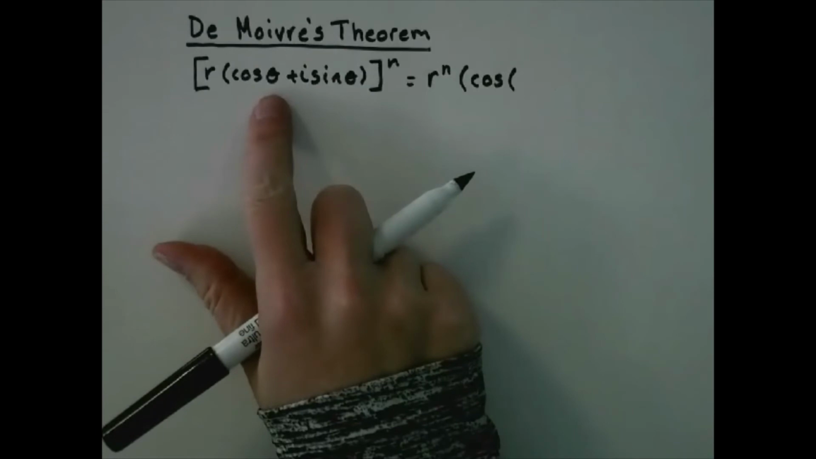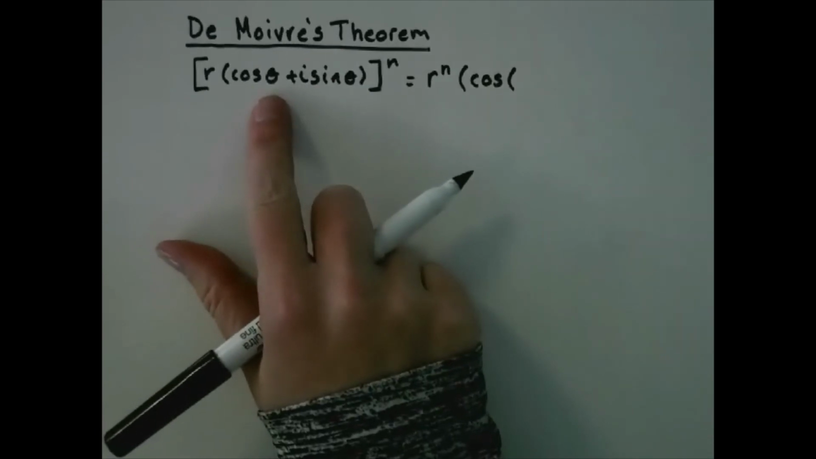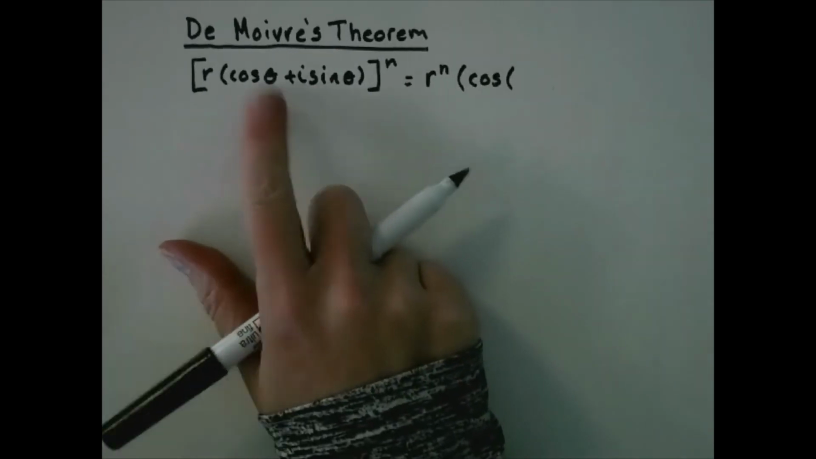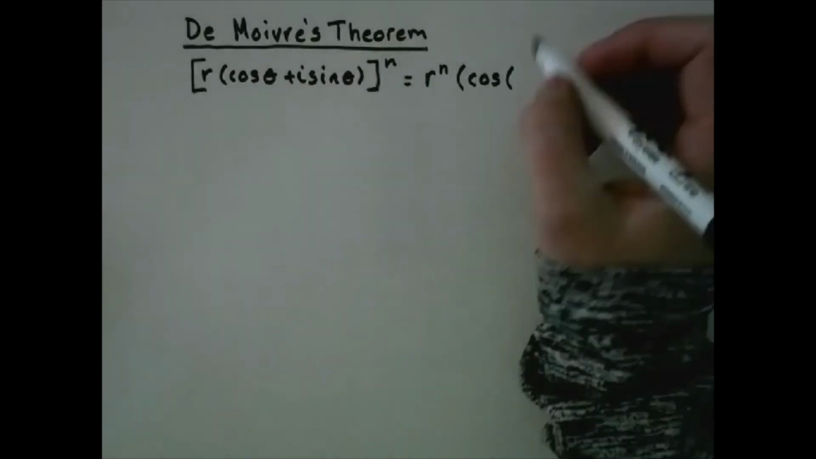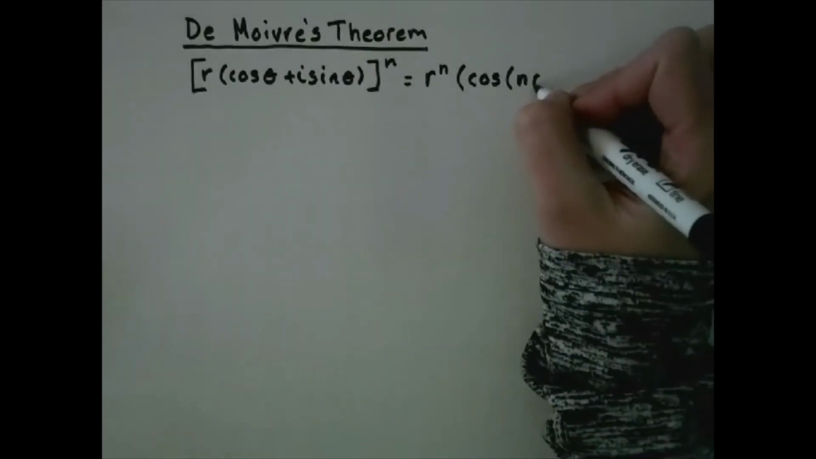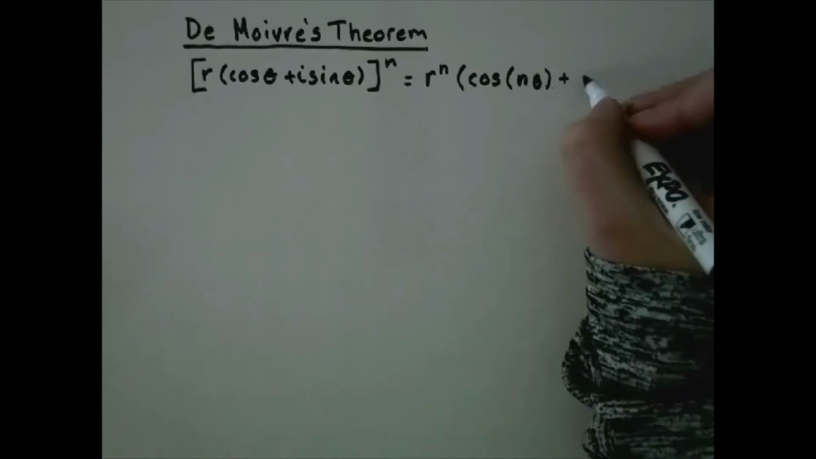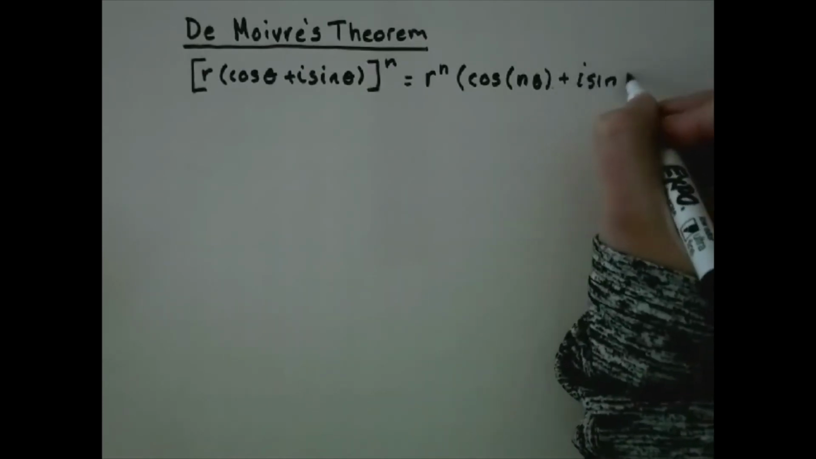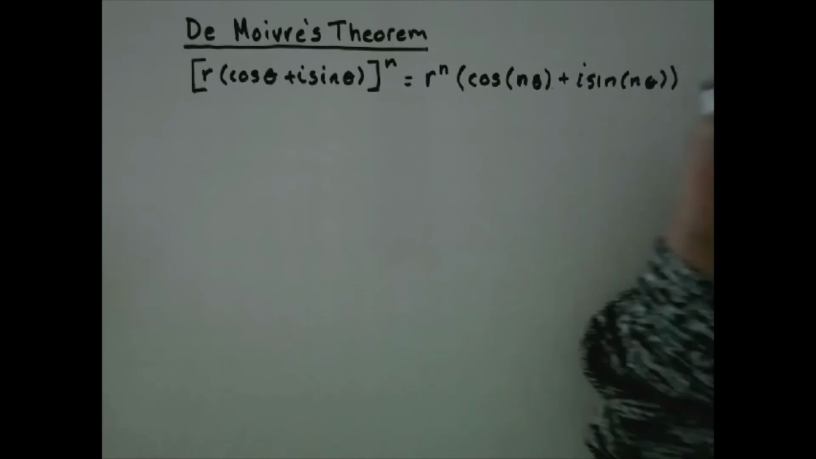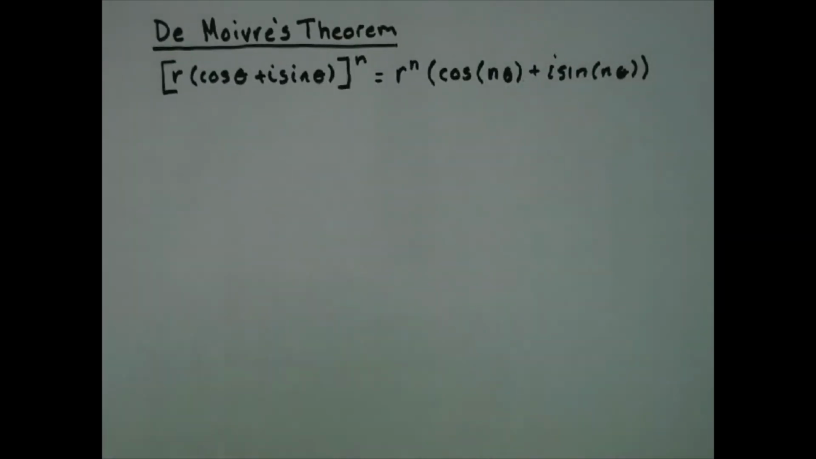Okay, and then you can probably predict, when we multiplied, we added. When we divided, we subtracted. When we're raising it to a power, we're going to multiply. So we're going to multiply the theta by whatever the power is. And this is called DeMoivre's theorem.